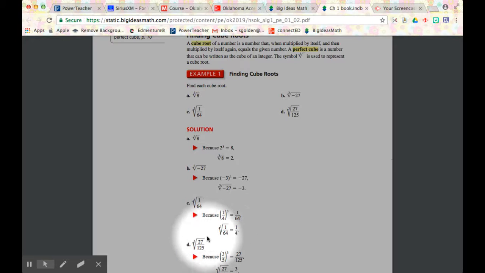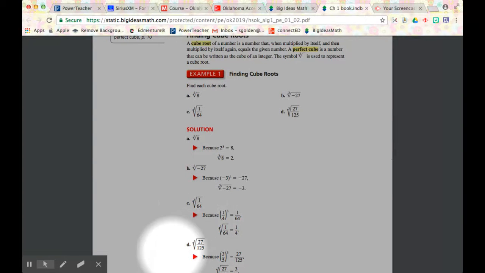Okay, and then this last one, we have the cube root of 27 over 125. So again, just like on that previous one, break it down and just do the cube root of the top number, then the cube root of the bottom number. So the cube root of 27, which we already looked at on B, is going to be 3. The cube root of 125 comes out to 5. 5 times 5 is 25, times 5 more is 125.